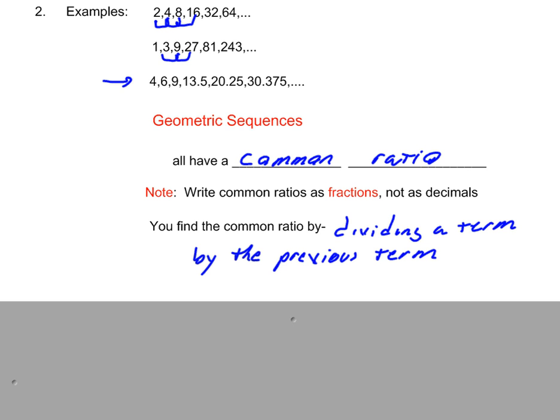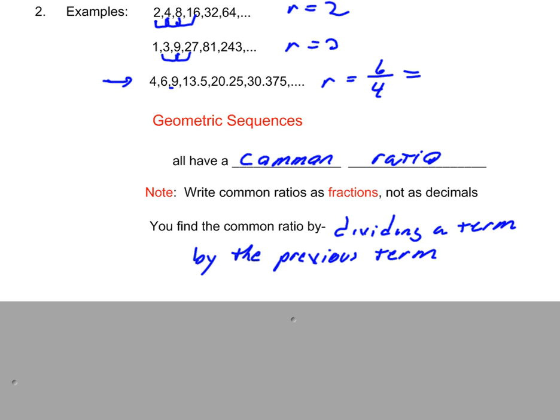Call that common ratio R. In the first one, the common ratio is 2. The second one, the common ratio is going to be 3. This one, let's take a term divided by the previous term. You can do that for any of them.